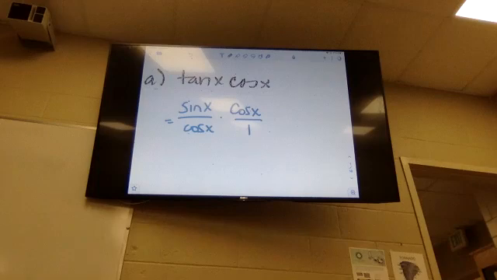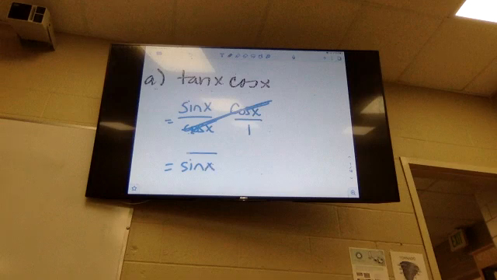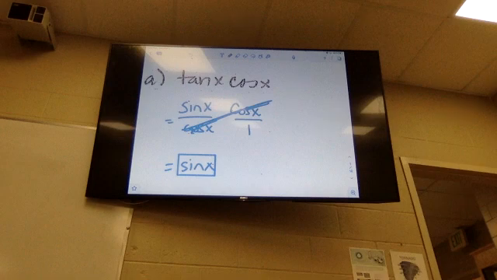Hope everybody's with me. Now that I'm here, do you see how I've got a cosine on top and on bottom? I can cross those out, and I get sine of x over 1, which is just sine of x. That's it. I rewrote tangent as sine over cosine, and then I canceled out my cosine, so I was left with just sine. Cool? That's all we're doing. Any questions so far? Now, obviously, we're building up, but do you see our goal?